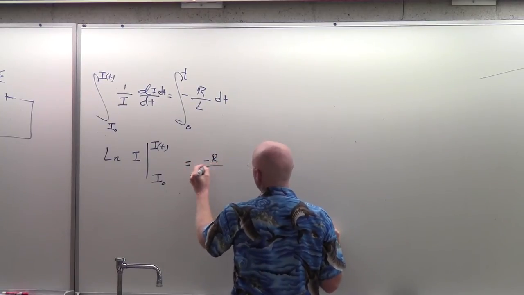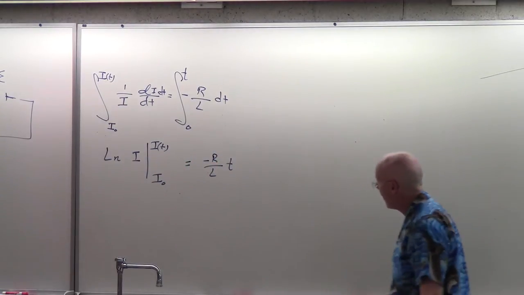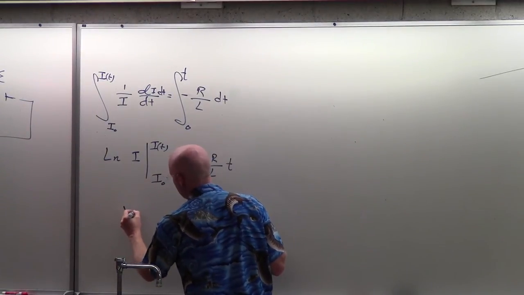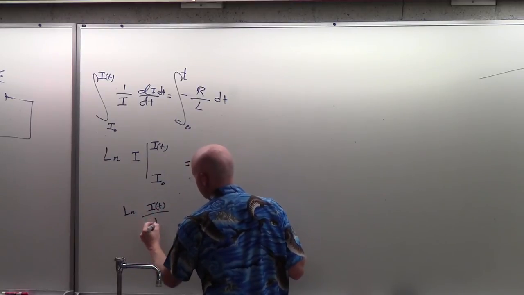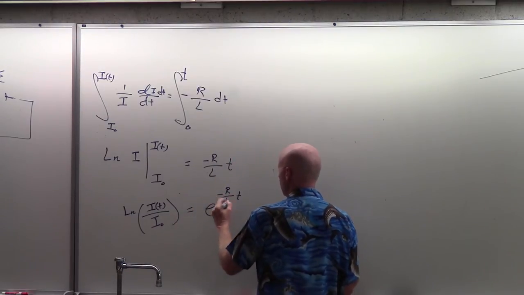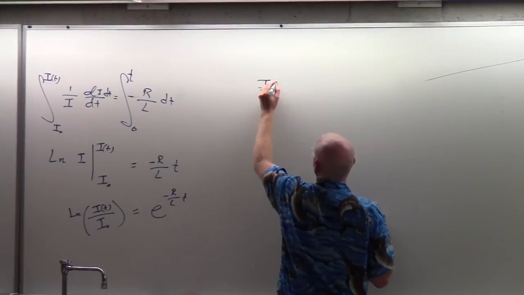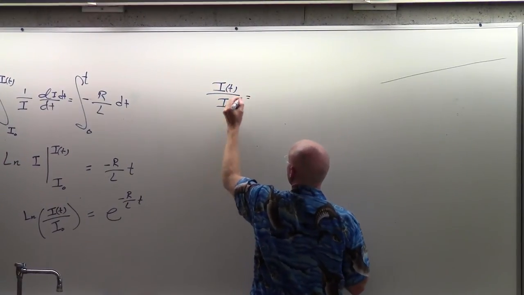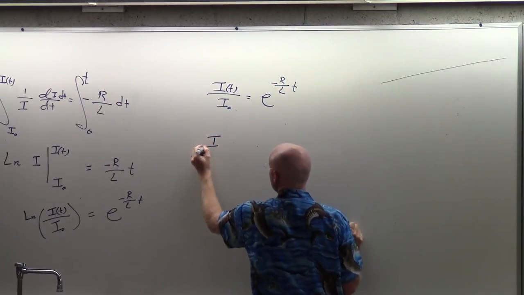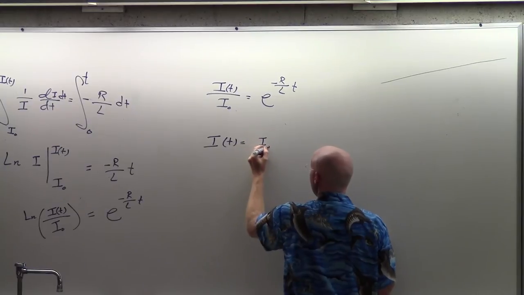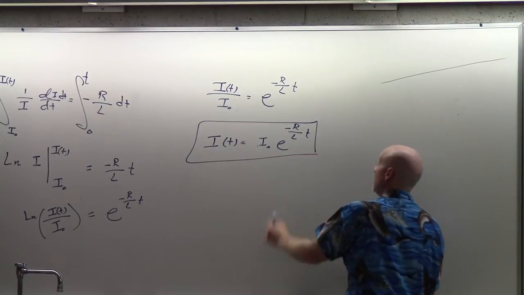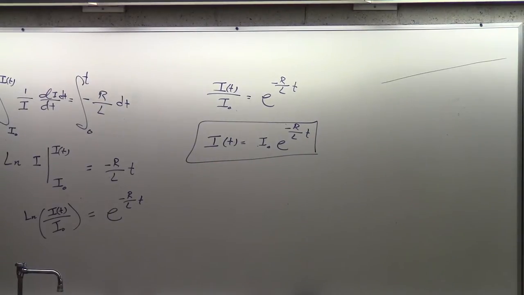This side of the equation would just come out to be there. And so what I can get is the ln of the current as a function of time divided by its initial equals minus R over L t. So I(t) over I naught equals e to the minus R over L t. And then finally, I can get what I want you to see here, and that is an equation for the current. And so we can solve the equation.